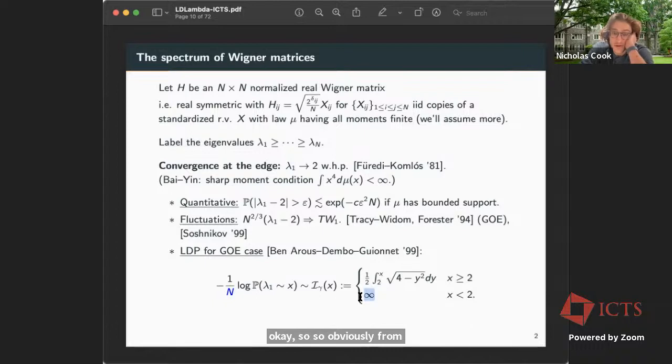Okay, so obviously from the result about the convergence of empirical spectral distributions, deviations to the left would entail a deviation of the empirical spectral distribution, and that has speed n squared. So at this speed n, the rate function has to be infinity if x is less than two. But then when x is at least two, we have this formula. And I'll come back to different expressions for this formula later.